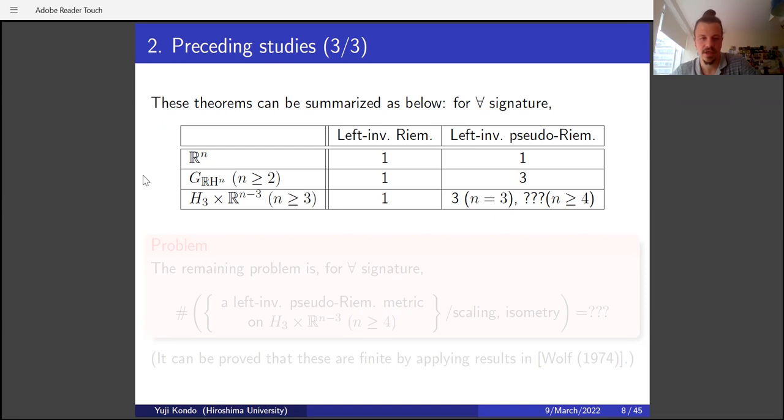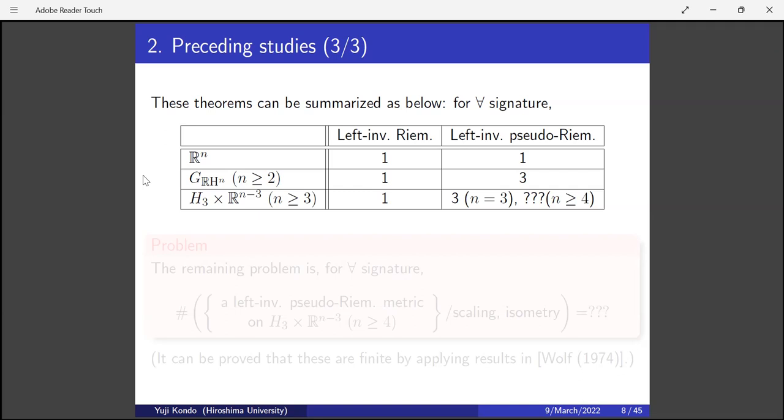I was just thinking whether there were some other Lie groups which have a large automorphism group or isometry group. Yeah, but okay, sorry. Okay, are there any other questions?